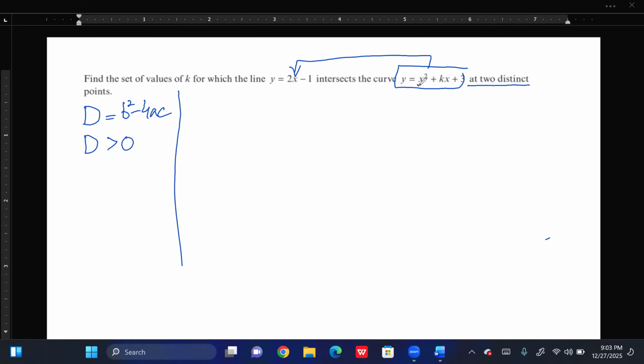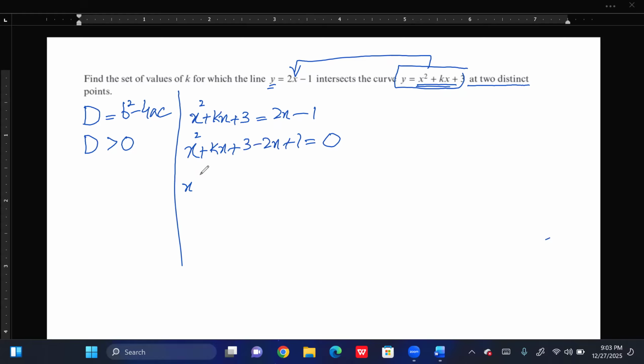I'm going to substitute this value of y over here like this. x squared plus kx plus 3 is equal to 2x minus 1. Let's bring the two terms on the right to the left hand side. What happens? The signs are going to change. This is minus 2x and this is plus 1 equals 0.